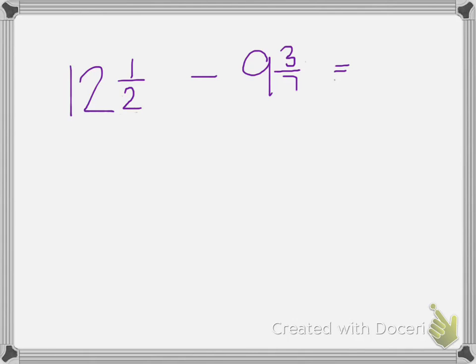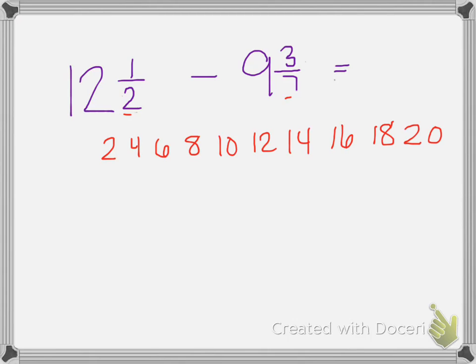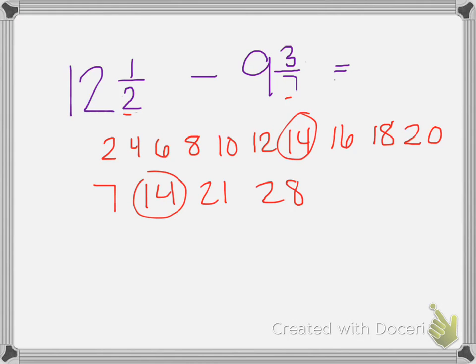The next one says rewrite the problem with the common denominator and then solve. So first, we look at our 2 and our 7 and we have to list our multiples. 2, 4, 6, 8, 10, 12, 14, 16, 18, 20. 7 is 7, 14, 21, 28. So if we look, we have a 14 here and a 14 here. So we can change them both over to 14ths.